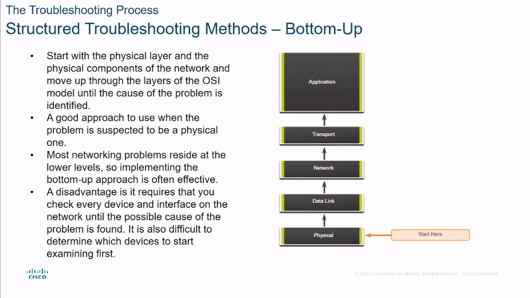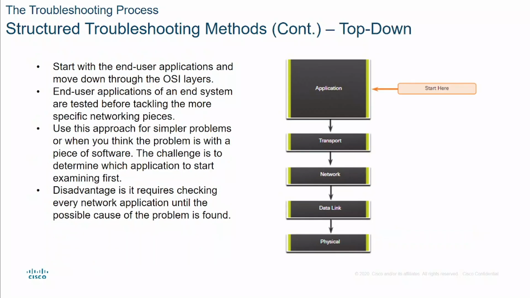Most networking problems reside at the lower level, so implementing the bottom-up approach is often very effective. A disadvantage is that it requires you to check every device and interface on the network until the possible cause of the problem is found. It is also difficult to determine which device to start examining first, so it might take a while. You have to know the particular host that has a problem, then you start from that host. Starting with the end user application is another way. You can go from top to bottom or from bottom to top.